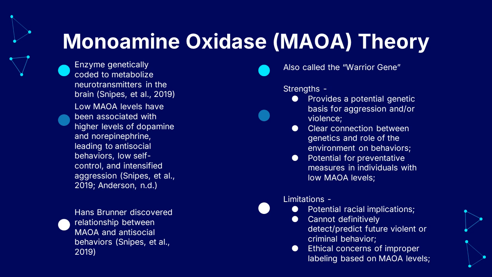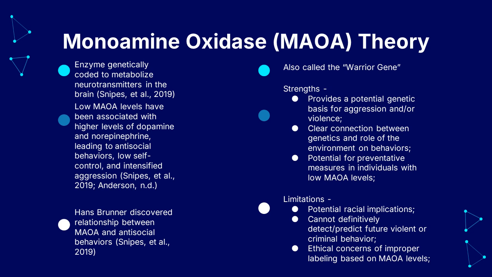So the MAOA, or monoamine oxidase, which is also called the warrior gene, fun fact, MAOA is an enzyme genetically coded to metabolize neurotransmitters in the brain, and the theory shows that low MAOA levels have been associated with higher levels of dopamine and norepinephrine, which leads to antisocial behaviors, low self-control, and intensified aggression. So Hans Brunner was the one that discovered the relationship between MAOA and antisocial behaviors.